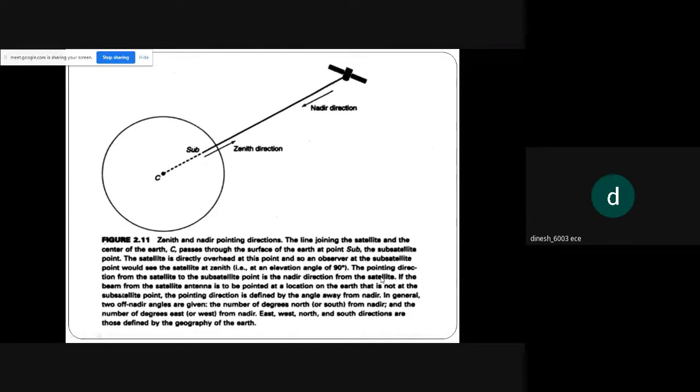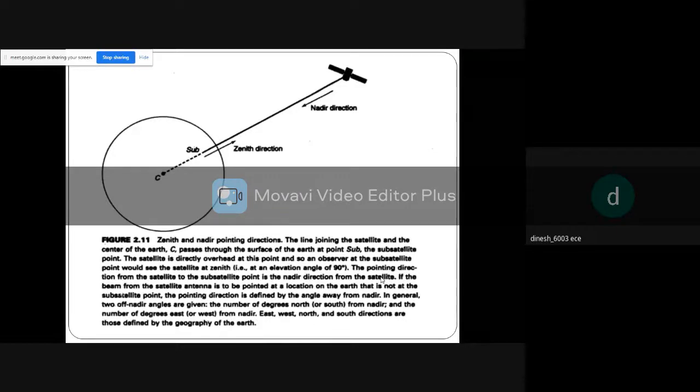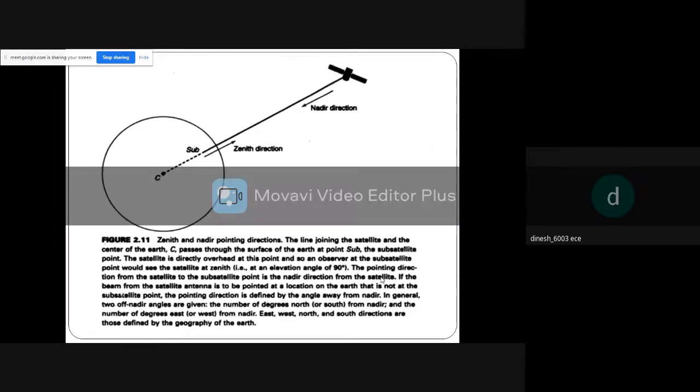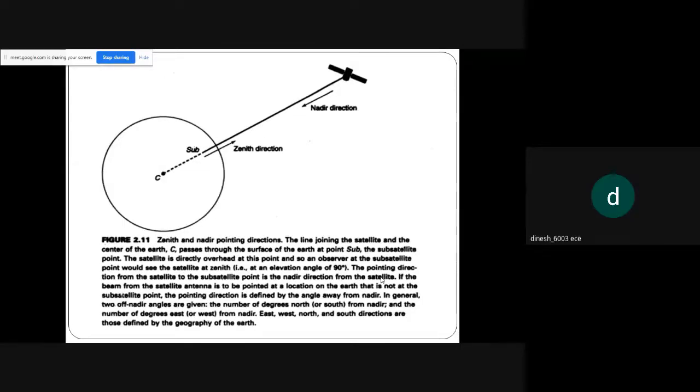And for your kind information, the east, west, north, and south directions are defined for the geographical mapping of the Earth, whereas the zenith and nadir directions are the pointing directions between the sub-satellite point and the satellite in space. These sub-satellite points will be present on the Earth's surface.